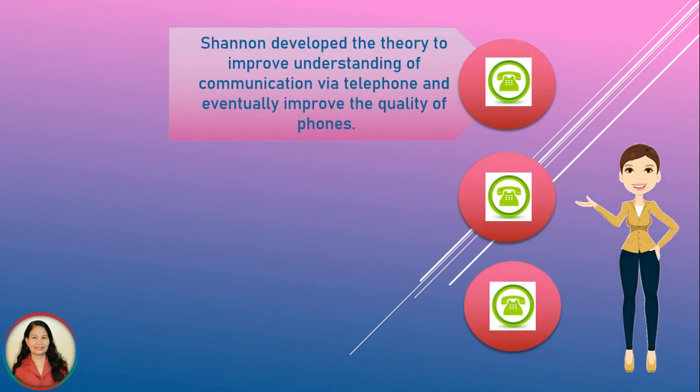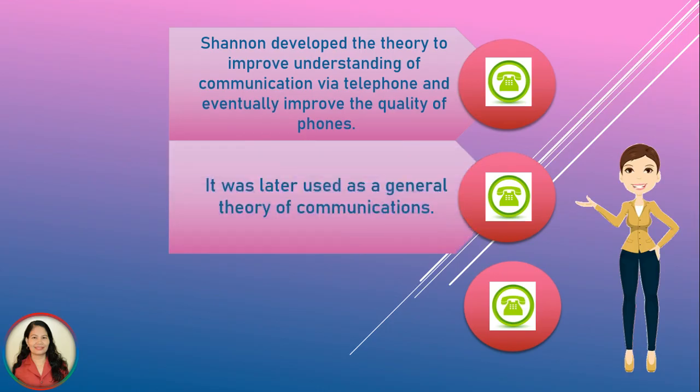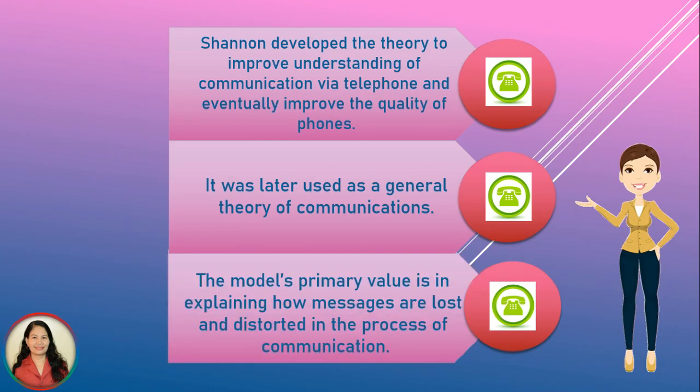Shannon developed the theory to improve understanding of communication via telephone and eventually improve the quality of phones. It was later used as a general theory of communications. The model's primary value is in explaining how messages are lost and distorted in the process of communication.